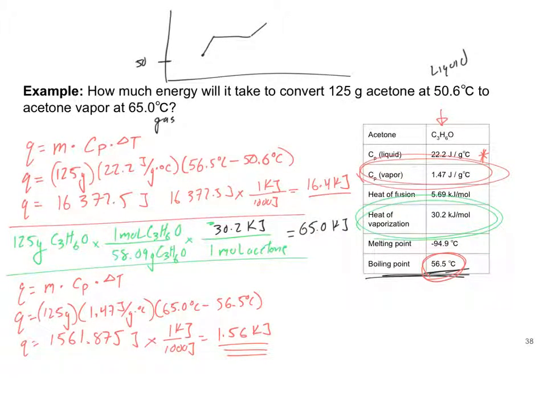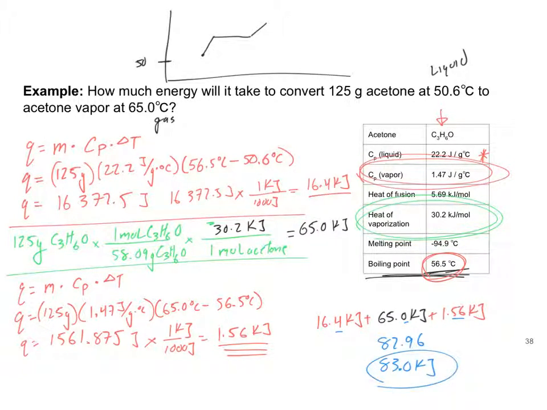So the last thing that we need to do is add all of these things up. So I'm going to take the 16.4 kilojoules plus the 65.0 kilojoules plus the 1.56 kilojoules. So 16.4 plus 65 plus 1.56, and I get something in the ballpark of 82.96. But 3 sig figs, because of the 1 decimal point and 2 decimal points, would give me 83.0 kilojoules of energy.